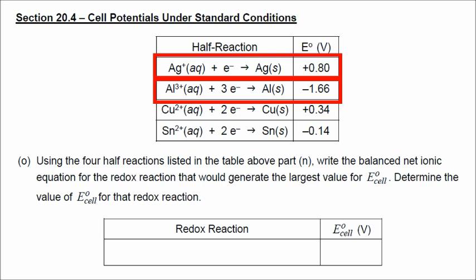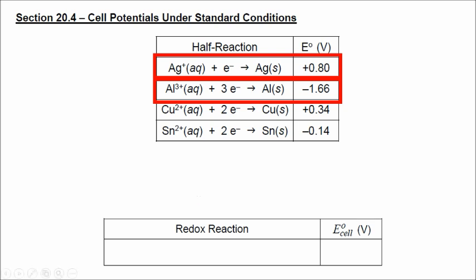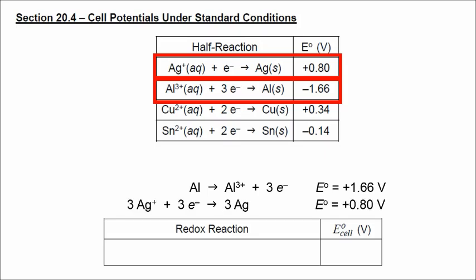So silver and aluminum are going to be chosen. We're going to reverse the aluminum half reaction, so now we get that positive 1.66 volts. We multiply the silver half reaction by 3, but this does not change the voltage, so it's still 0.8 volts. There's our overall reaction, and again, 2.46 is the cell potential.